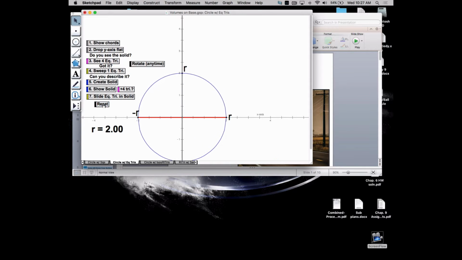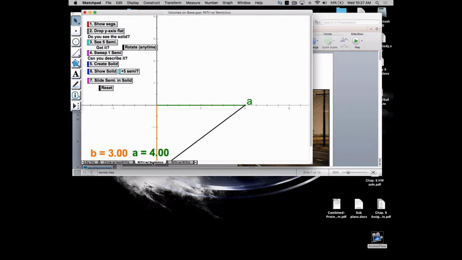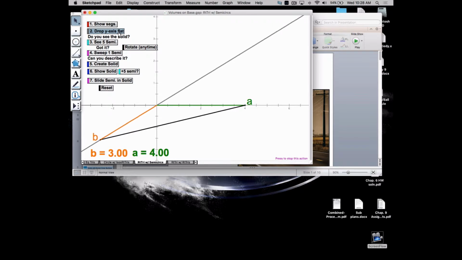Let's do this. Let's put a right triangle as the base. And so here, if I flatten it out, I'm starting with a right triangle, and then I'm going to stack on top of that semicircles. Okay, and the semicircles in this case are going to be parallel to the x-axis. So my chords show segments. There's the chords. Now, what I want you to do before I click the button is picture what that thing looks like.